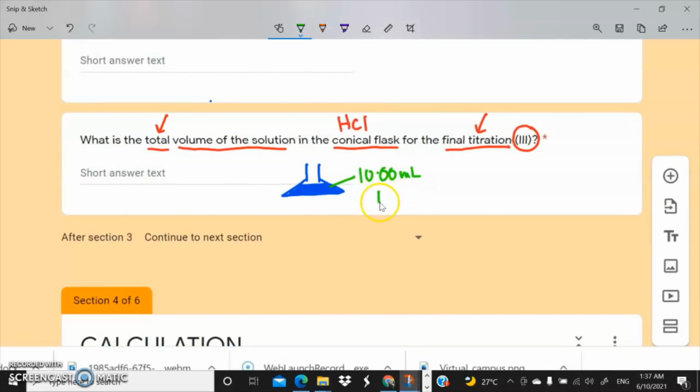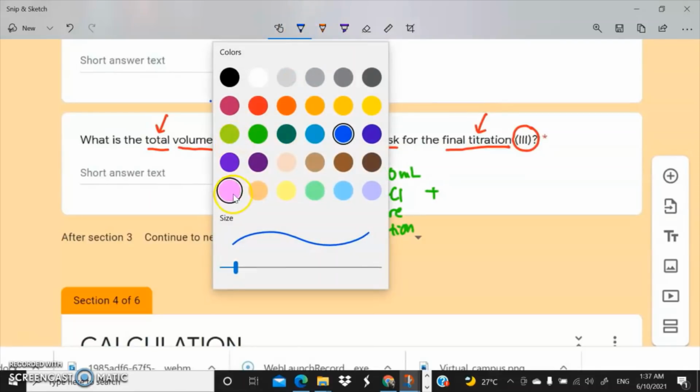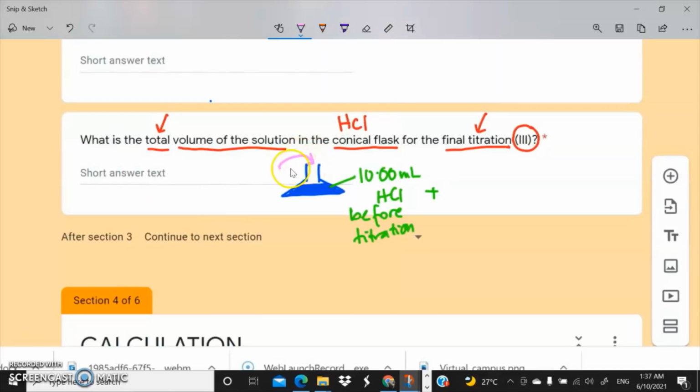10.00 ml of HCl. This one is before titration. After titration, how much titrant was already added? Our NaOH, how much was already added here? 10.10 ml of titrant was already added into the conical flask. So now, how much is the total volume inside the conical flask after the titration?